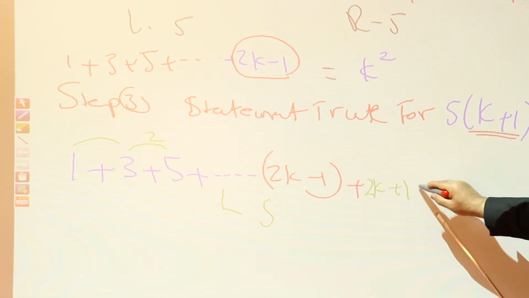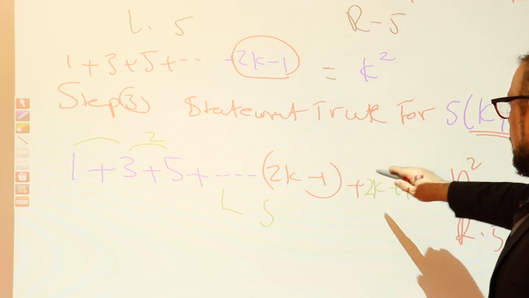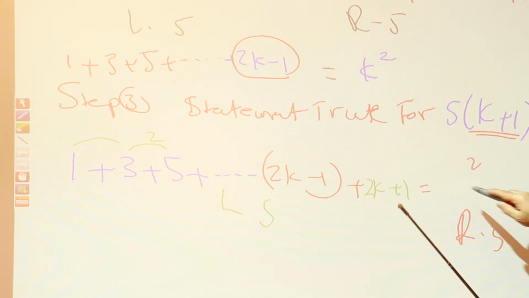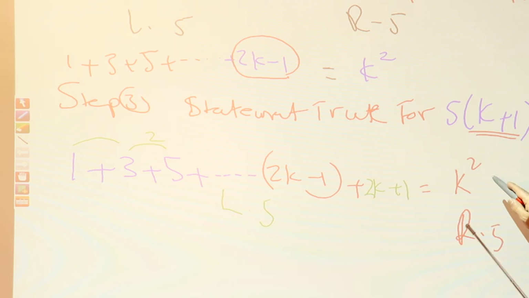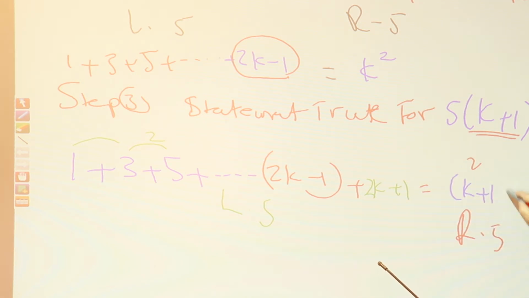My right side. What I have on my right side is k squared. Now I'm adding k plus 1. The old one, k squared, now becomes the sum, k plus 1 squared. Let me just illustrate it and make it super easy.